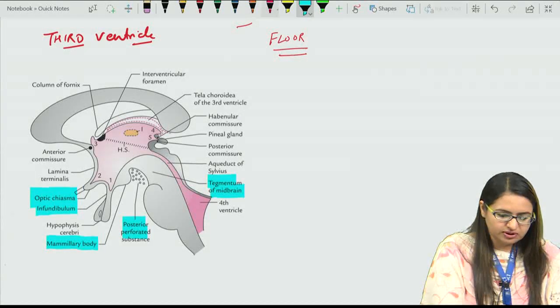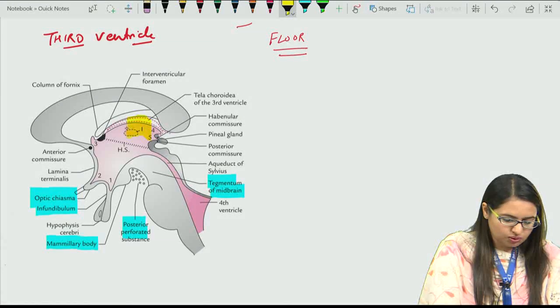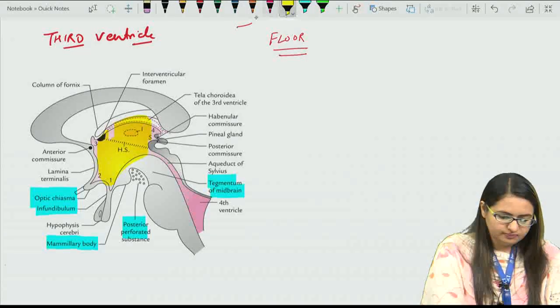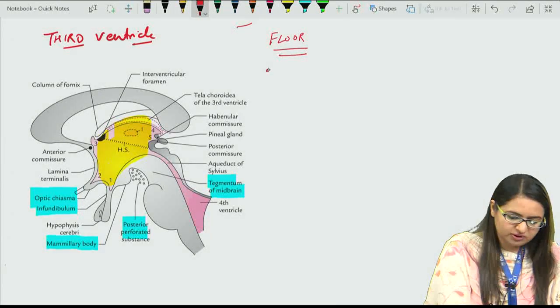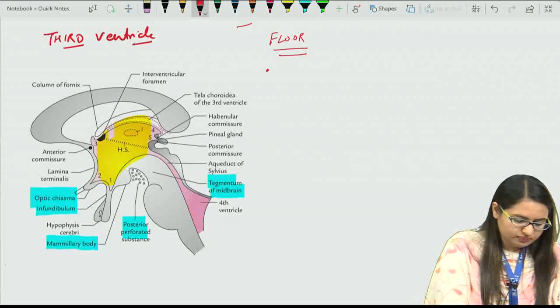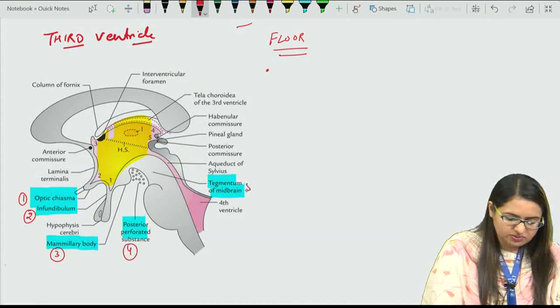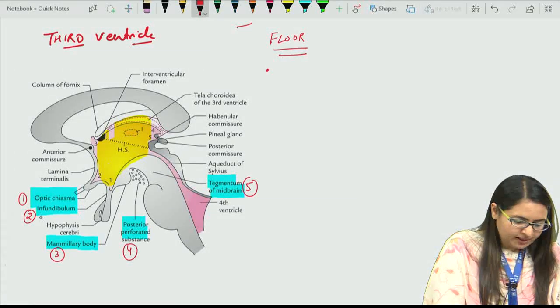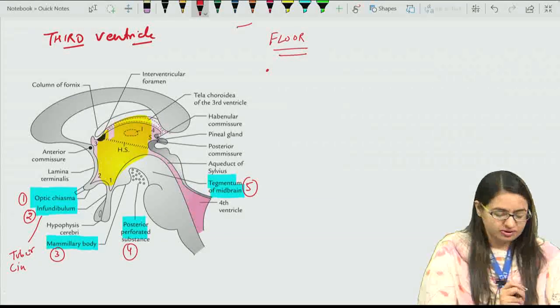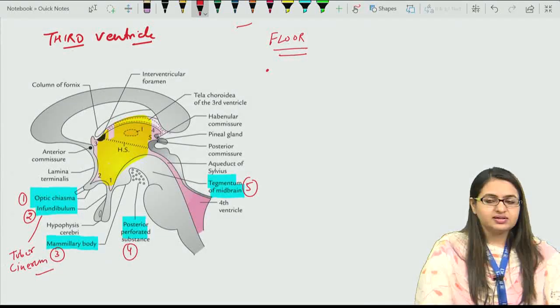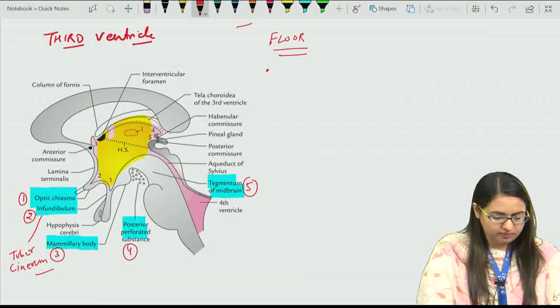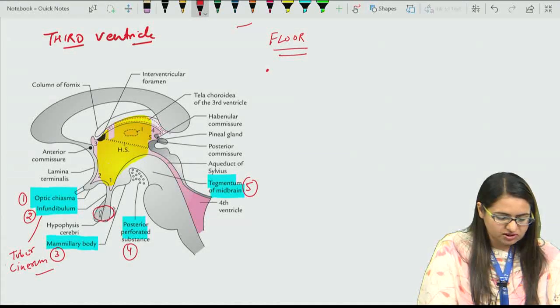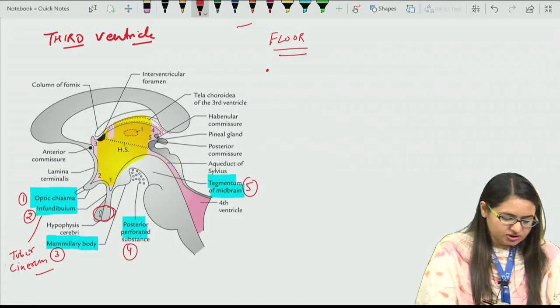If we see over here, this whole is the third ventricle from the anterior to the posterior side. So the structures forming the floor, starting from anterior, are the optic chiasma, then infundibulum, mammillary body, posterior perforated substance and the tegmentum of the midbrain. At the point of the infundibulum, we have the tuber cinereum, which is for the passage of the pituitary stalk. So the floor is formed by the infundibulum or the tuber cinereum, and it is not formed by the pituitary gland, which is present a bit lower down. So these are the structures forming the floor.